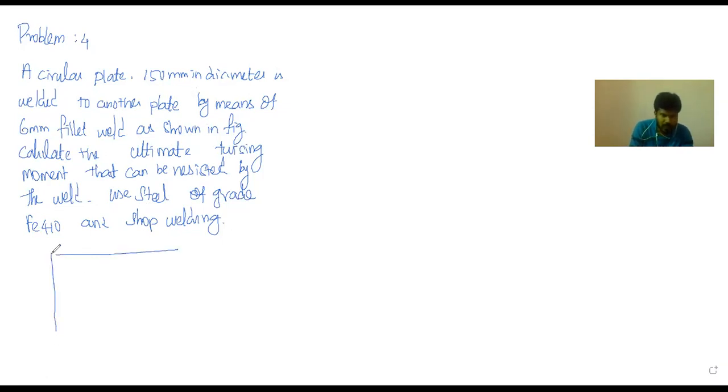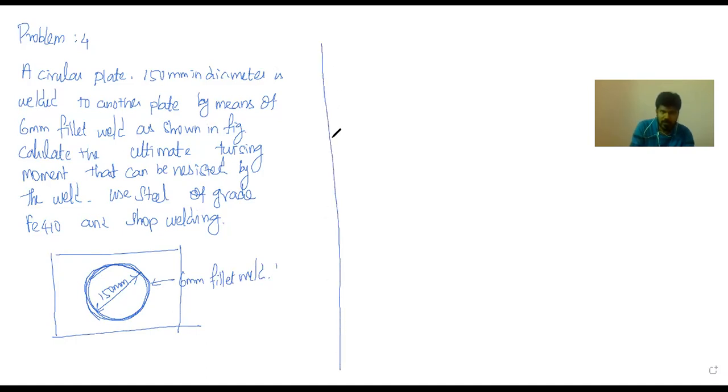So this is the given data with respect to the problem. Here they have made the weld around the circular plate. So this is 150 mm diameter, and this is the 6 mm fillet weld. This is the given data. Now we should move on to the solution.